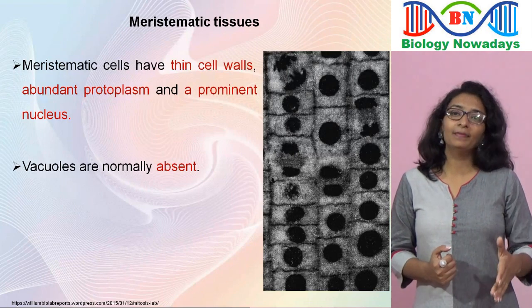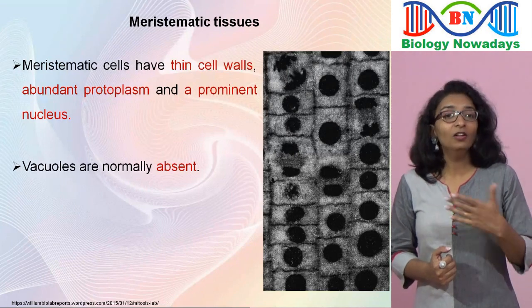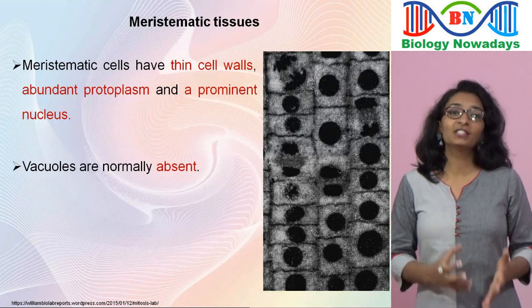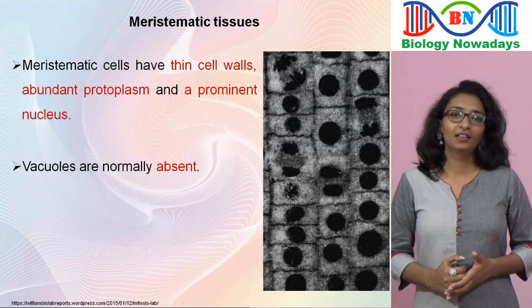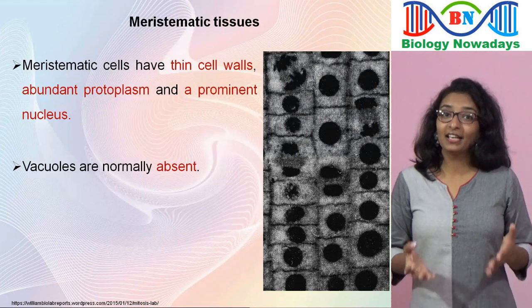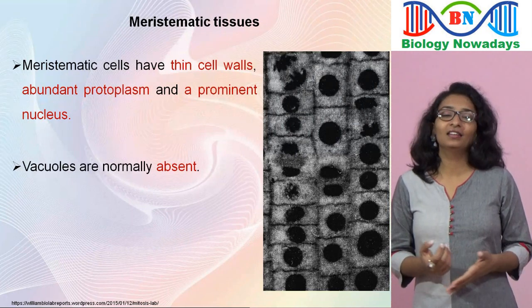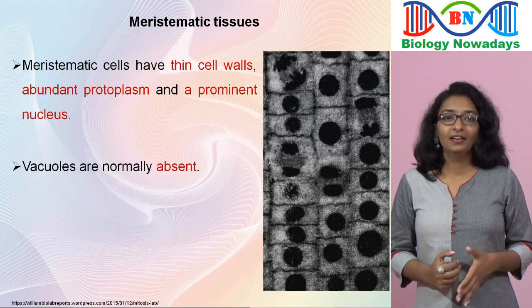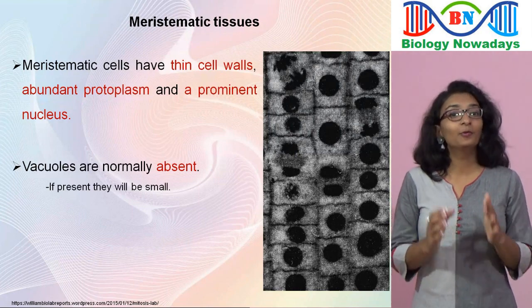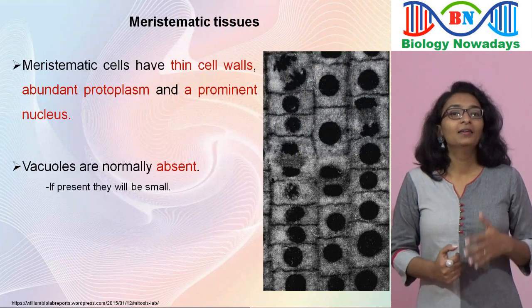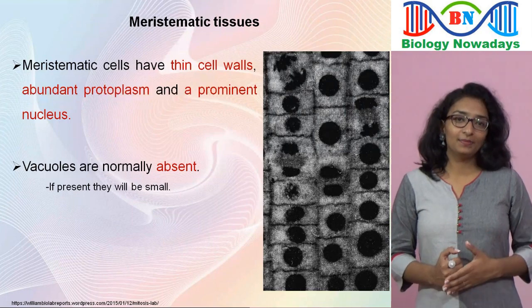But in the case of meristematic cells, they use all their food to obtain energy for cell growth and division. Hence, they do not have extra food to store, and that's why they lack vacuoles. If vacuoles are present, they will be very small. Plants have different kinds of meristems.